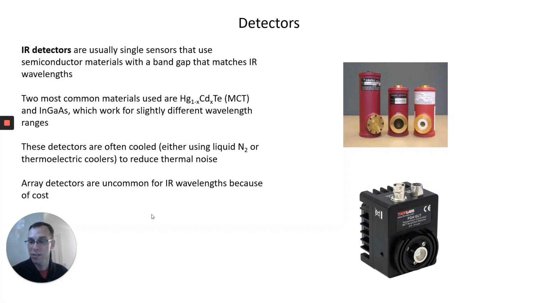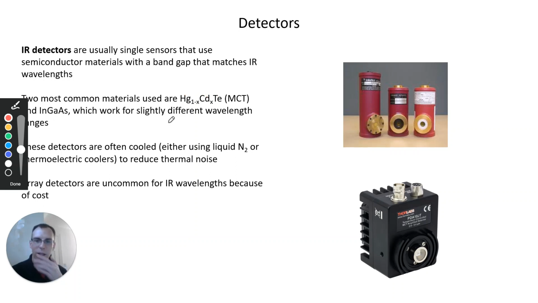It generates an electron-hole pair, as you have a p-n junction. If that means anything to you, great. If not, don't worry about it. You're not going to be tested on it. It generates an electrical signal that we can measure. That's the long and short of it. For infrared detectors, there are a couple of really commonly used materials. Those are MCT detectors, which are mercury cadmium telluride detectors, and InGaAs, or indium gallium arsenide.